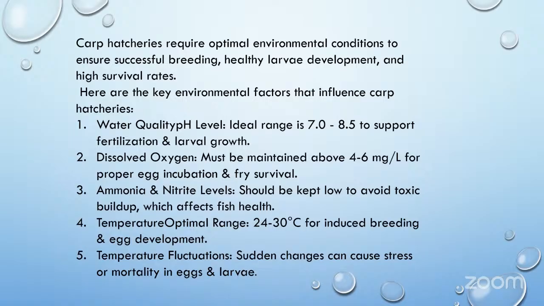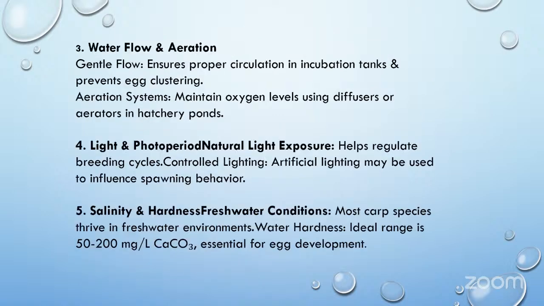Then temperature, the optimal range should be 24 to 30 degrees centigrade for induced breeding and egg development. Last one, temperature fluctuations: sudden changes can cause stress or mortality in eggs and larvae. Now, if you see the water flow and aeration, it should be a gentle flow. It ensures proper circulation in incubation tanks and prevents egg clustering.